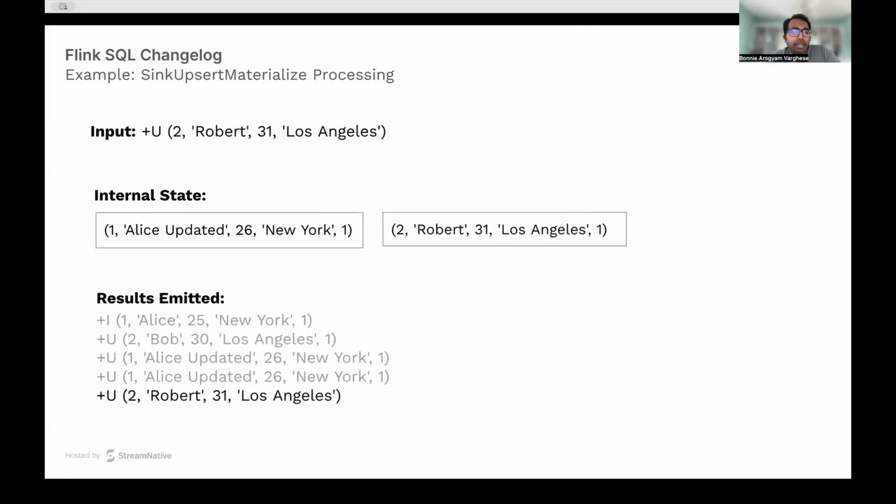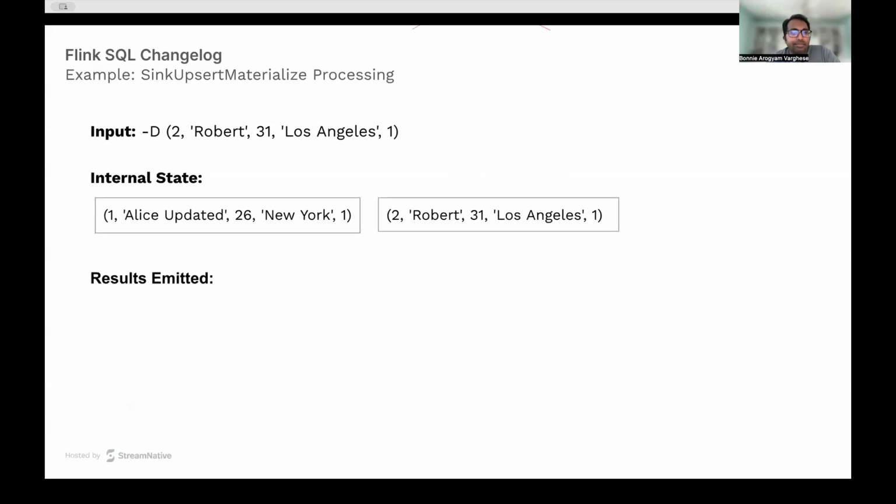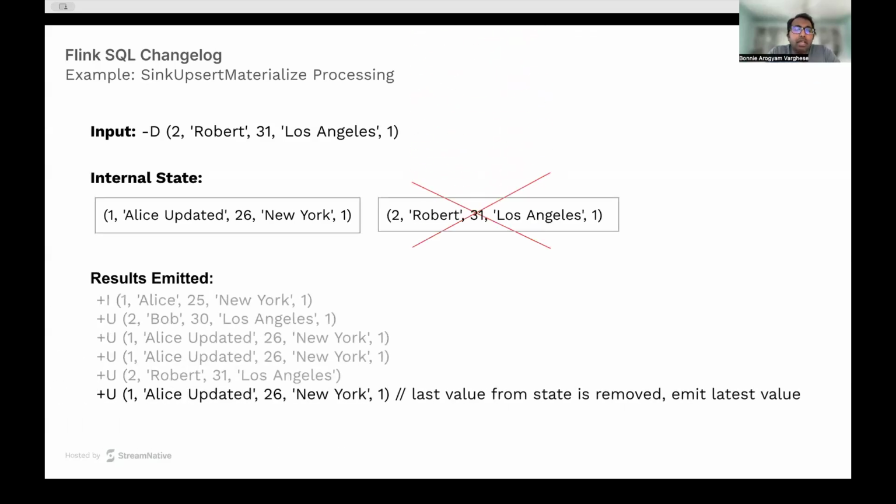If a new record comes in through an update after, that's added to the state, and an update after is also emitted correspondingly. Now, if a minus D comes in for Robert, the sink upsert materializer finds it and removes it from the state. Similar to the case we saw before with the minus U, since it's the last element that's removed from the state, the most recent element is emitted as an update after.